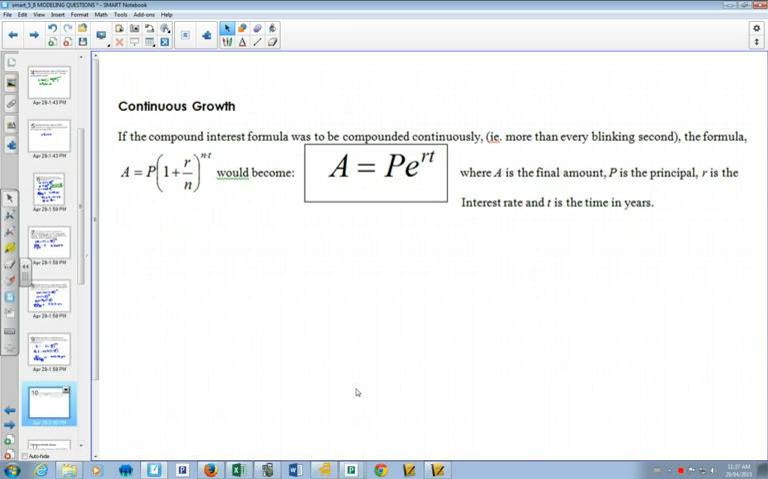Okay? A is still the final amount, P is still the principal, r is still the rate as a decimal place, and time is in years.